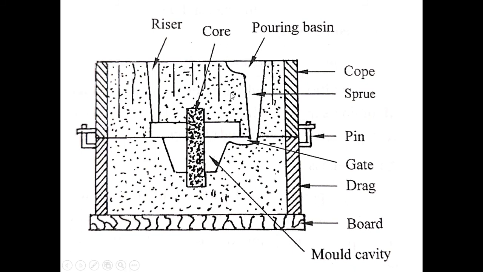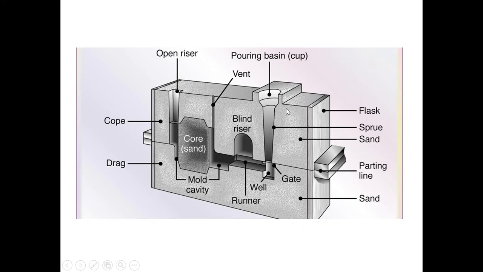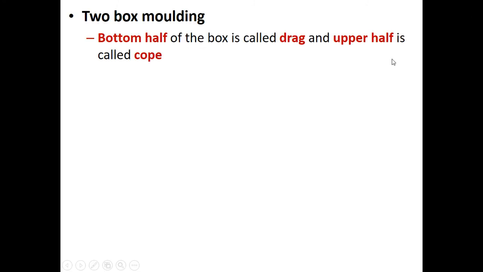Now let's see how the molding is made. This is a three-dimensional view of a mold cavity, and you will get better clarity of what we mean by a pouring basin, sprue, gate, well, mold cavity, and core sand. Everything you can see in this picture.